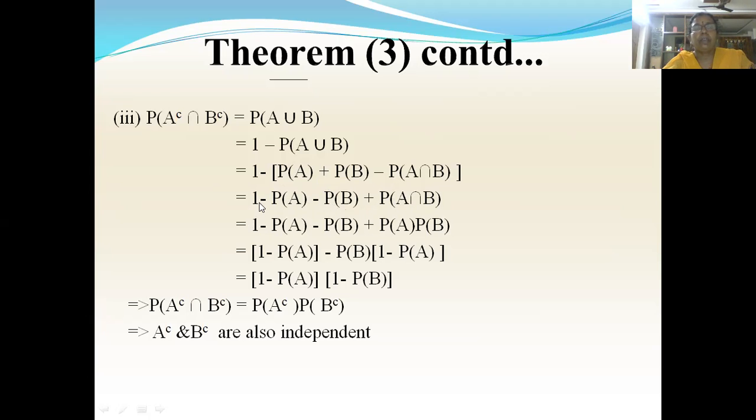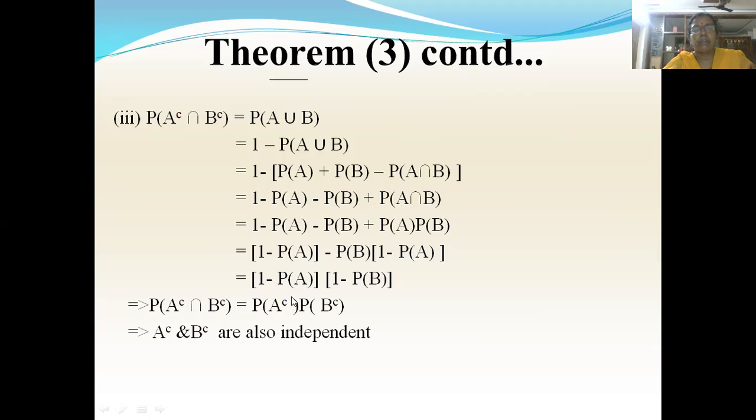Now here again I am rewriting this expression as 1 minus P of A minus P of B plus, because these two are independent, I can write this intersection term as the product of two individual probabilities, that is P of A into P of B. Now this is 1 minus P of A. In the third and fourth term, I can take P of B common. So minus P of B, if I take common, I'll get 1 minus P of A. So here after simplification, you'll get 1 minus P of A into 1 minus P of B.